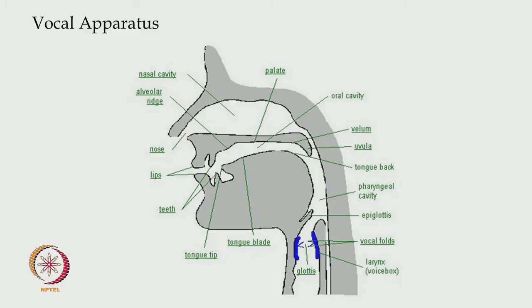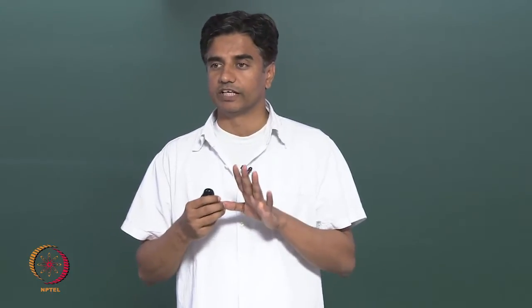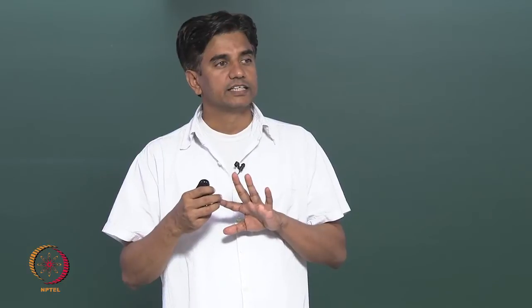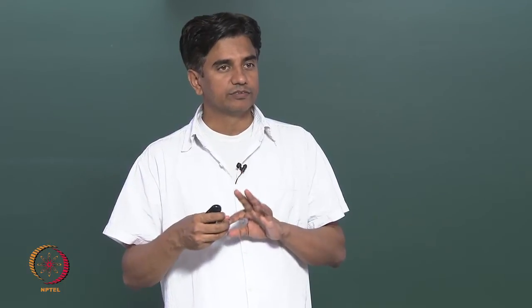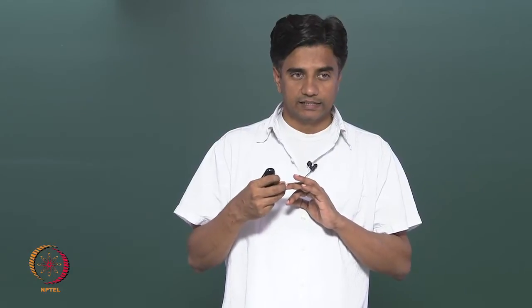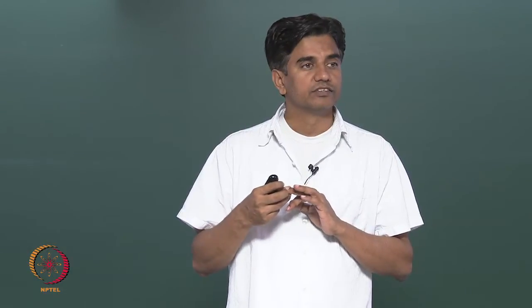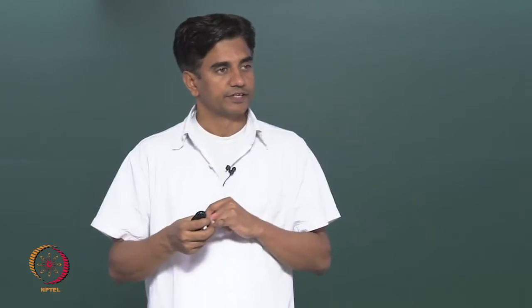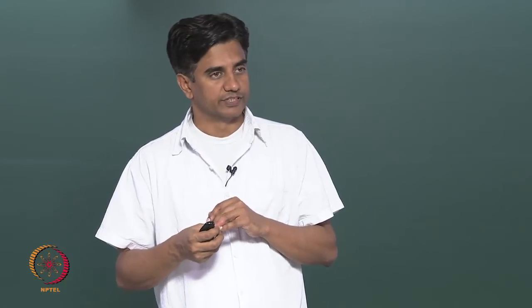Okay. Then we carefully started looking at some of these places where we have seen five different places of articulation so far, namely velum, from where we get velar sounds, palate, from where we get palatal sounds, teeth, we get dental sounds, and lips, we get bilabial sounds, right?